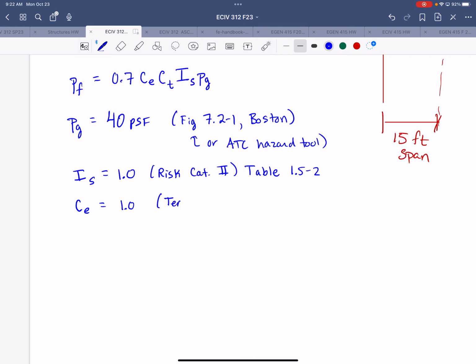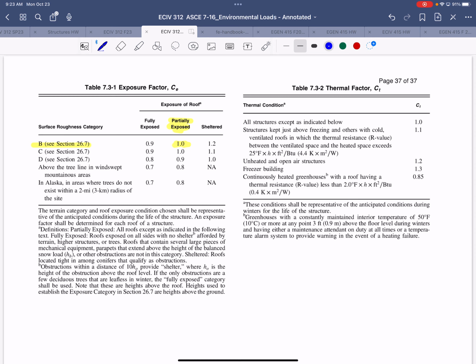So we'll say terrain category B, and partial exposure. And that's from table 7.3-1. All right, so thermal factor. Back to our tables. What value should we use from this table, do you think?